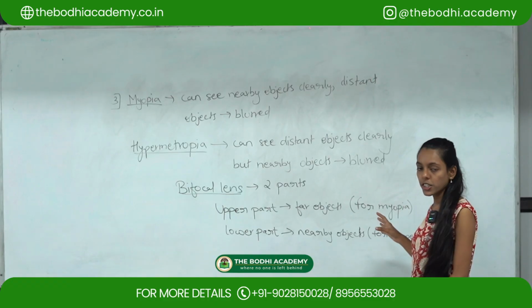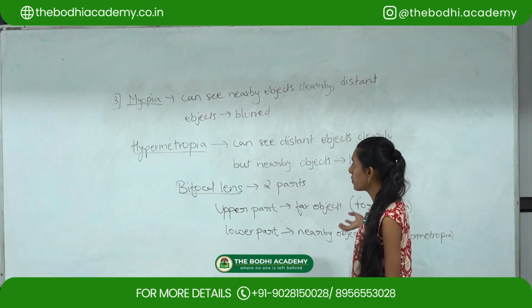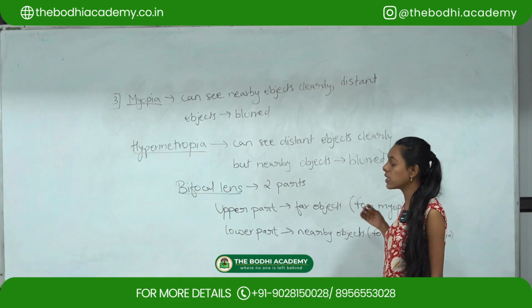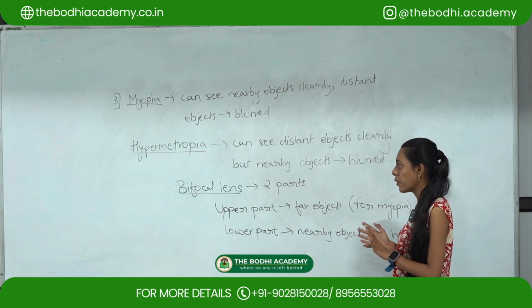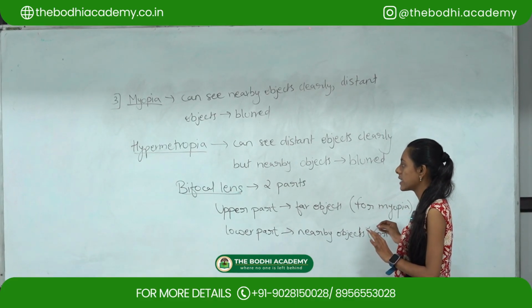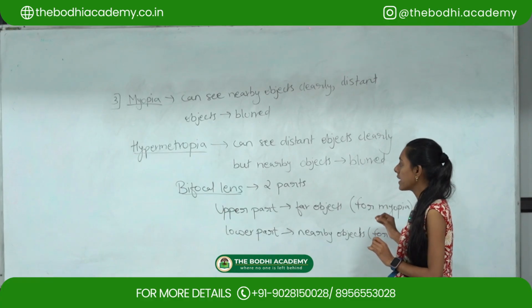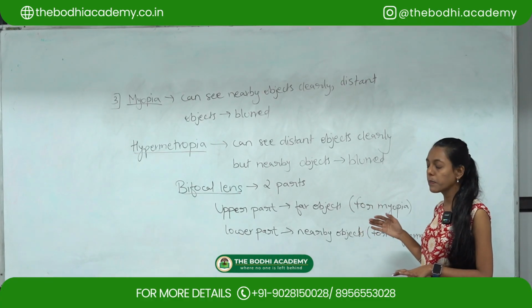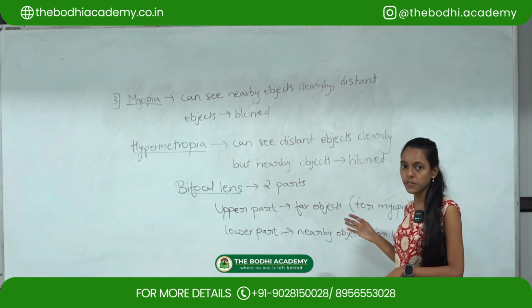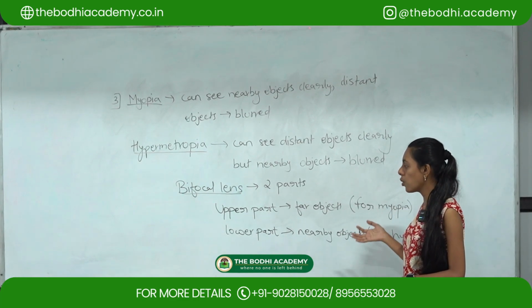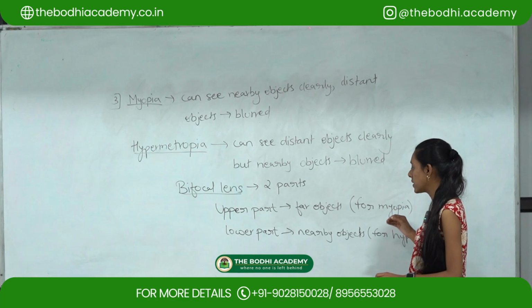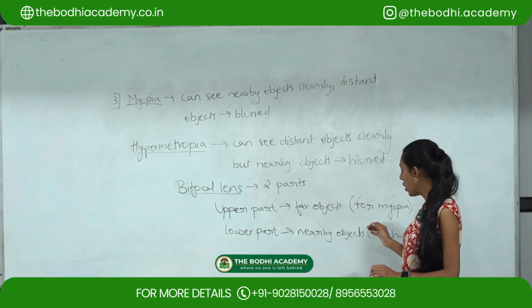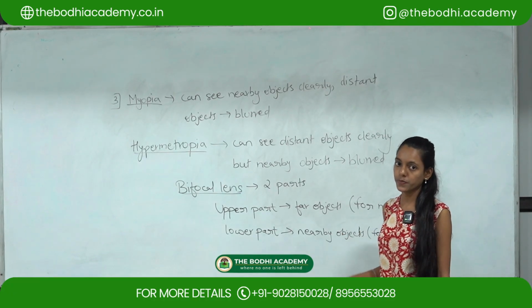So for such people with both the defects, the lens used is the bifocal lens. The name itself suggests that it is bifocal, meaning it will have two parts. With the upper part, people will be able to see far objects, which is for myopia, and with the lower part of the lens, people will be able to see nearby objects clearly, which is for hypermetropia.